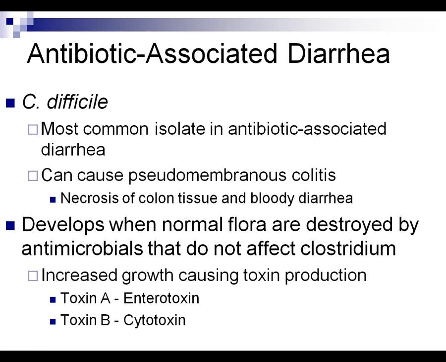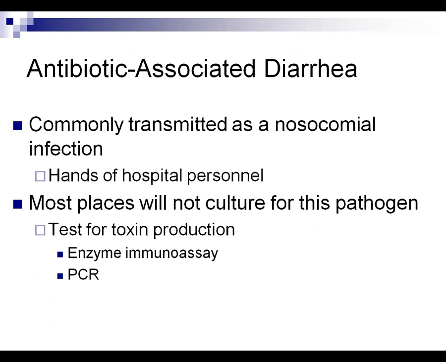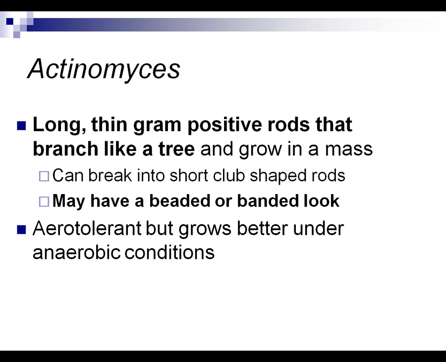We talked a little bit about Clostridium difficile, toxin A and toxin B, and how that causes pseudomembranous colitis. So we're not going to talk about it a whole lot. To test for Clostridium difficile, we usually don't culture. We would use either PCR or an immunoassay to detect.